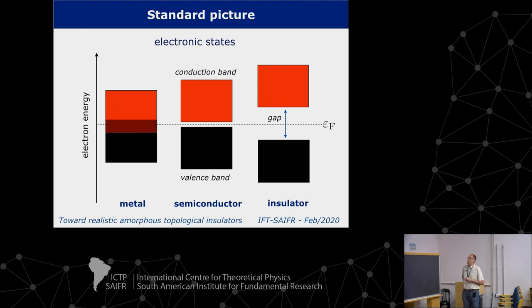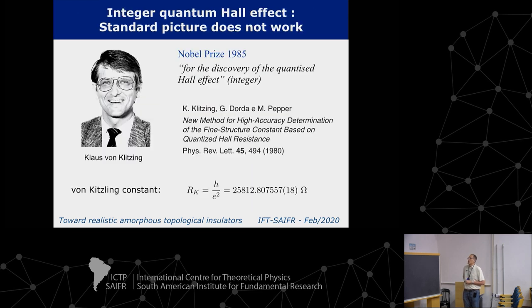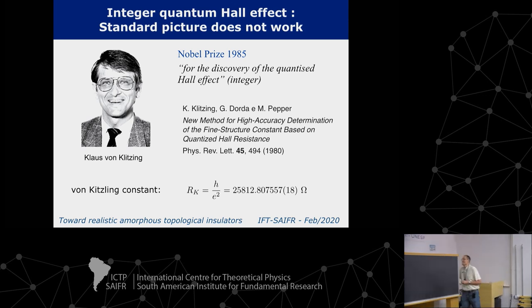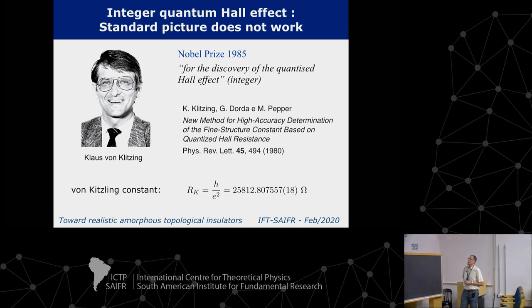But we know that if you have a gap, you have an insulator, and if you have a metal, you have a finite density of states at the Fermi energy. And so we come to the integer quantum Hall effect. This is Klaus von Klitzing, who visited 2 years ago, I guess, no? And now he's actually more into developing standards for measurements. And he has his own constant for a standard of resistance, and this is basically related to this conductance quantization.